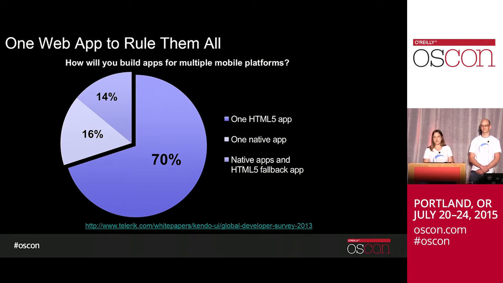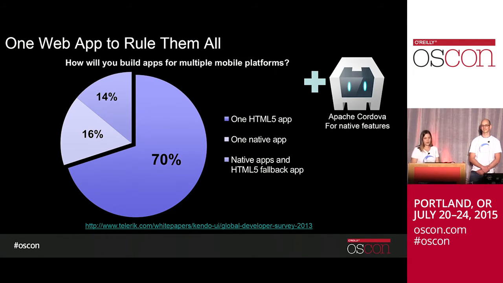Therefore, we chose the approach to write one HTML5 application, and this is based on our own experience. Also, if you ask developers, 70% would answer that they would rather write one HTML5 application instead of writing either one native app or multiple native apps. So this is why our session focuses on web applications. Of course, you can do it in a different way, but this is what we will talk about today. And if you would like to use native features from the devices as well, you could wrap your HTML5 application in Apache Cordova, and then you have access to these native features as well.